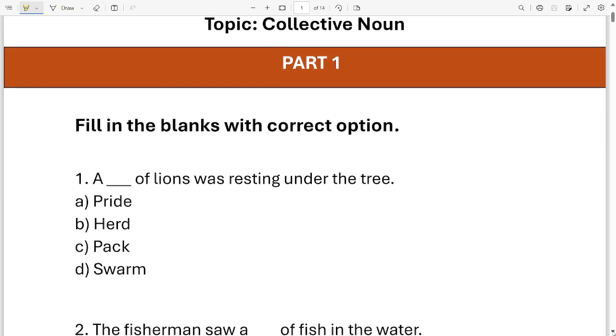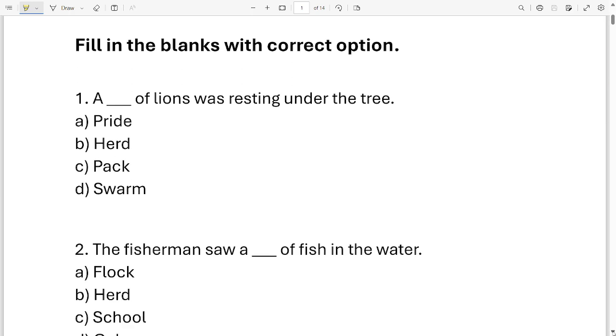But before I start, I would like to mention: the more you practice, the more you score, and practice makes us perfect. So let's get started. The instruction is to fill in the blanks with the correct option.